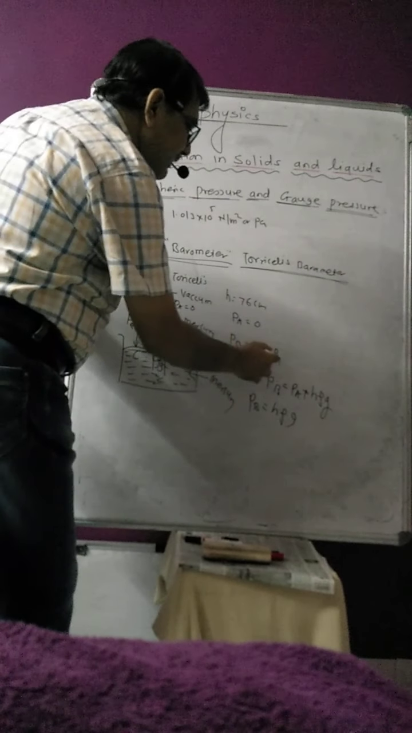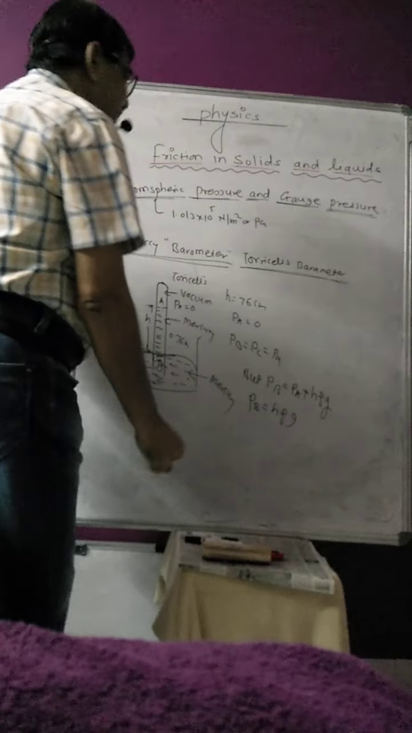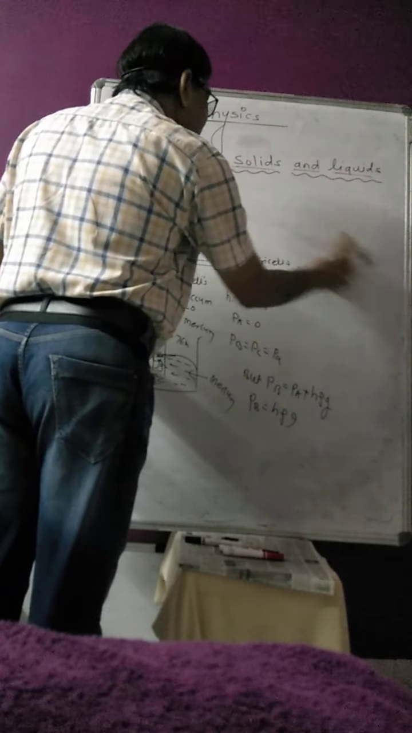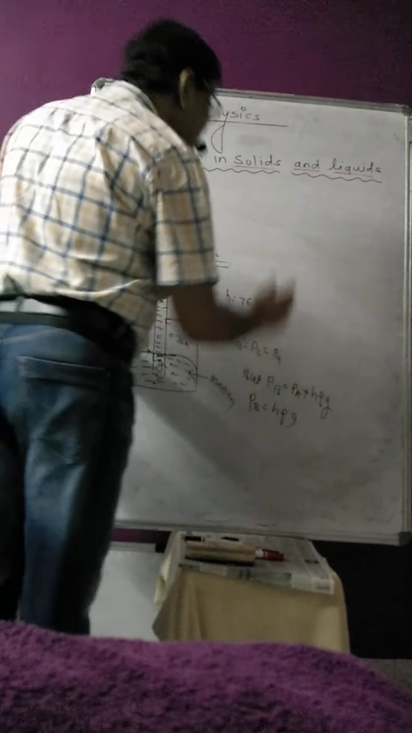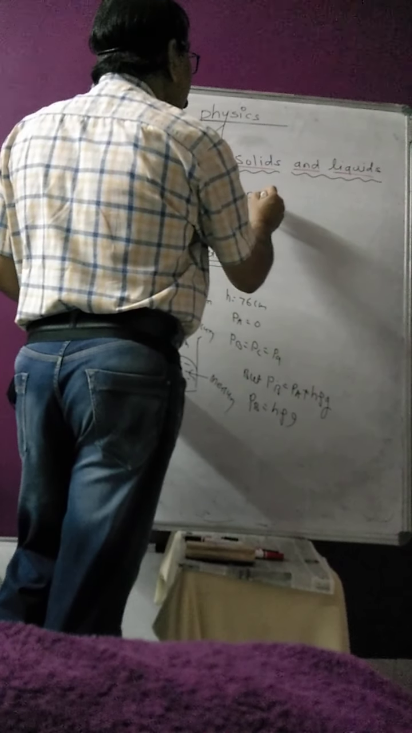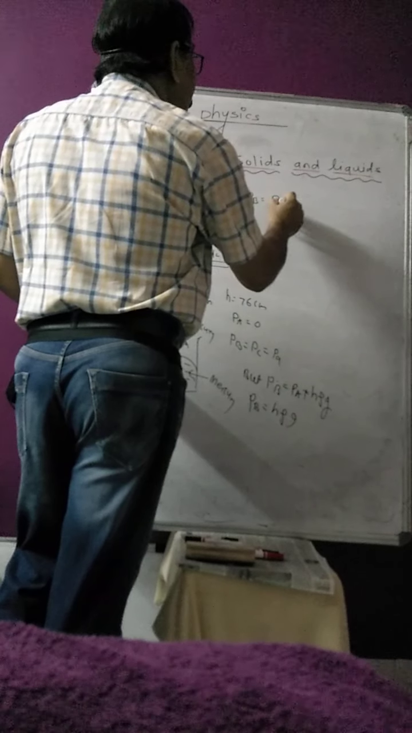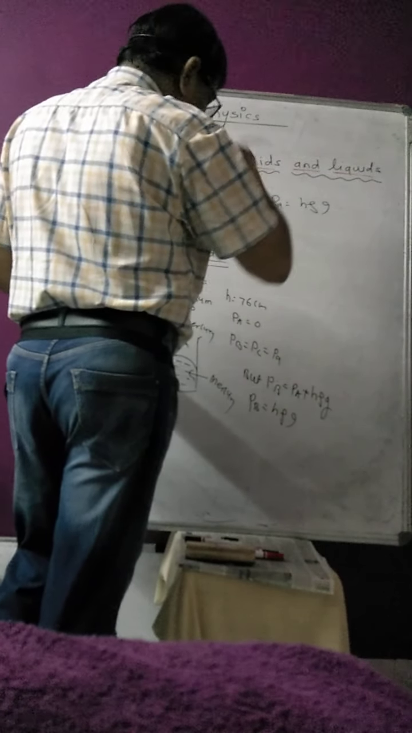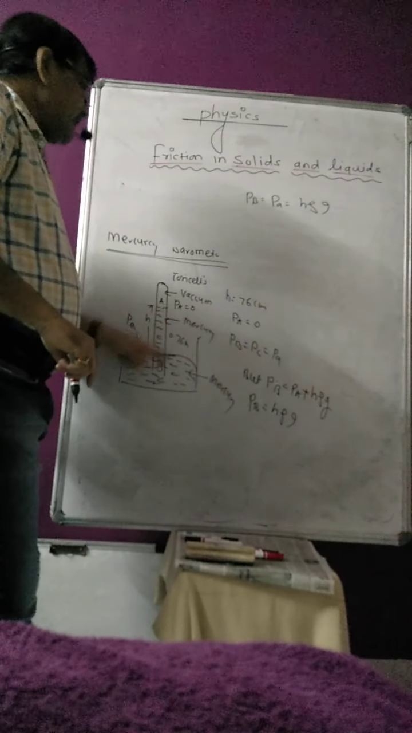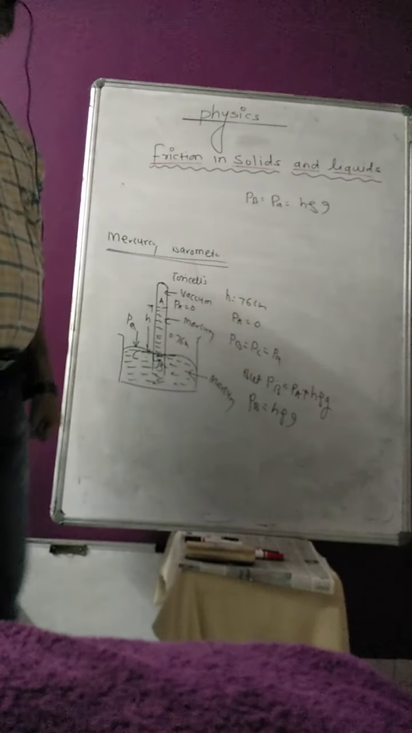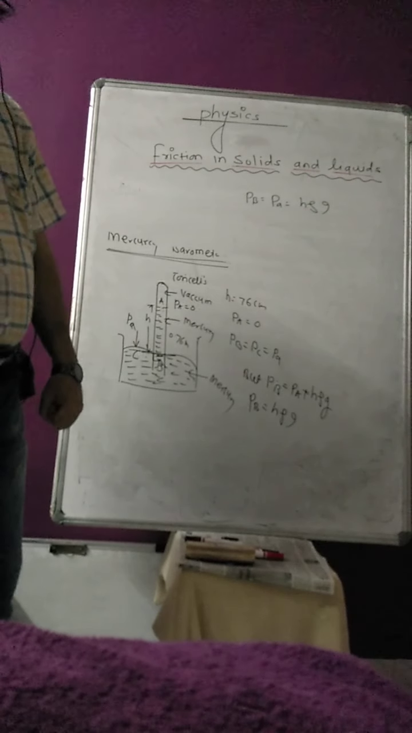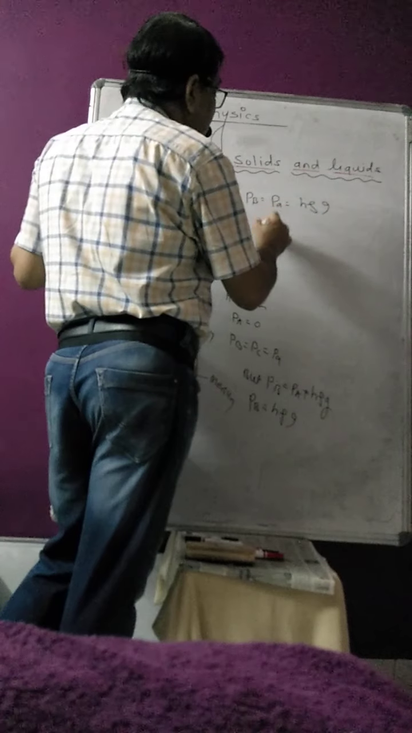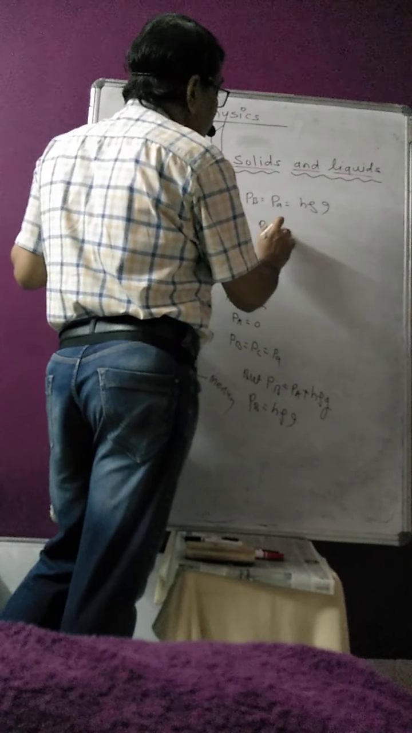But what is the pressure at B? That is the atmospheric pressure. So pressure at B will be atmospheric pressure, and that is equal to H rho G. Okay, because pressure at C and pressure at B will be the same, therefore it has to be considered as the atmospheric pressure. And now that atmospheric pressure can be calculated by using this formula H rho G.